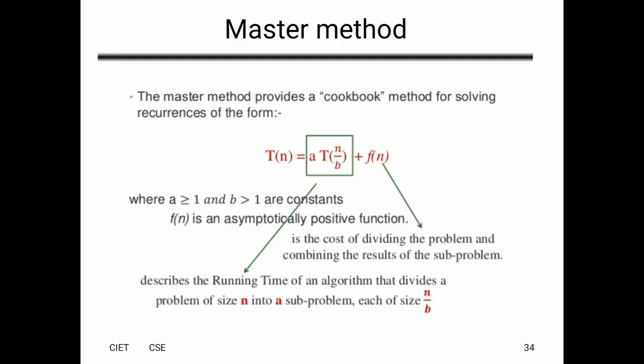And the final one is the master method. The master method provides a cookbook method for solving recurrences of the form T(n) = aT(n/b) + f(n). T(n) is the running time of the algorithm that divides a problem of size n into a subproblems. So T(n/b) describes the running time of the algorithm that divides a problem of size n into a subproblems, and each size will be n/b. And f(n) is the cost of dividing the problem and combining the results of the subproblems.